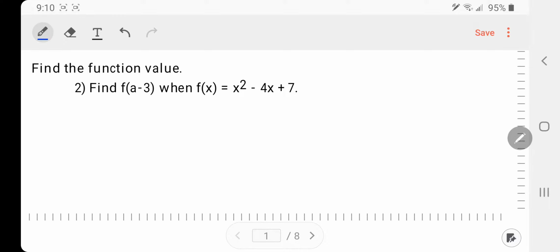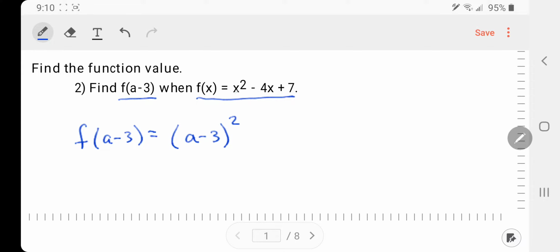Find the function value. We want to find f of a minus 3 for this function. Now what that means is to plug a minus 3 in for each x. So that's going to give me f of a minus 3. That's going to be a minus 3 squared, because the a minus 3 took the place of the x, and so now that's all squared, minus 4 times a minus 3. Again, the a minus 3 took the place of the x, plus 7.